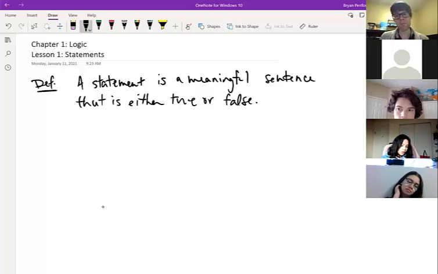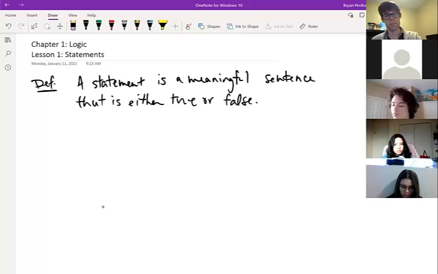So a statement is a meaningful sentence, so it has to carry some kind of meaning with it. And that sentence has to either be true or false. It has to be one or the other.